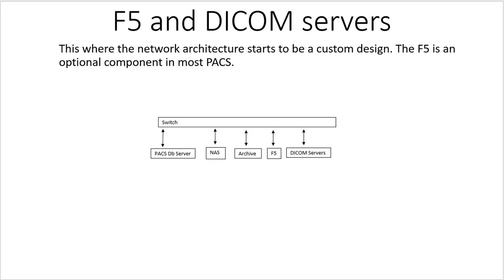Next, I'm going to want to add the F5 and the DICOM servers. This is where the network architecture starts to be a custom design. Remember, F5 is an optional component in most PACS. So the gateway into my system is going to be the F5 and the DICOM servers. That's how the modalities will bring in the images, and those images will get stored in the NAS and the archive, and the PACS database server will keep track of all the images coming in and where they're being stored.